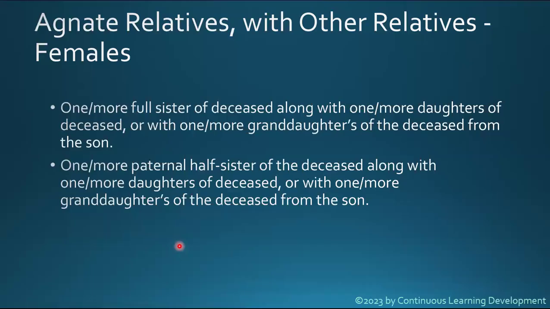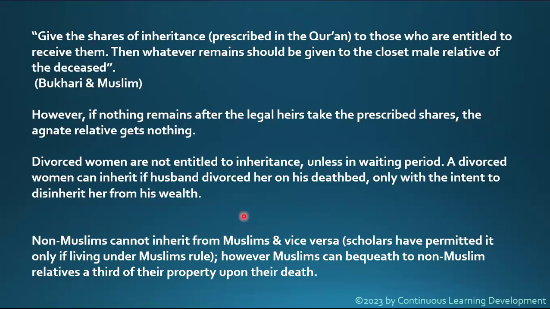These are agnate relatives via other relatives, so one or more full sisters of the deceased, along with one or more daughters of the deceased. So the sister and the daughters, or granddaughters of the deceased from the son line, one or more paternal half sisters of the deceased, along with one or more daughters of the deceased, or with one or more granddaughters of the deceased through the son. They become agnate because they are related through the male line, and they will inherit in order, so they don't necessarily inherit all together.